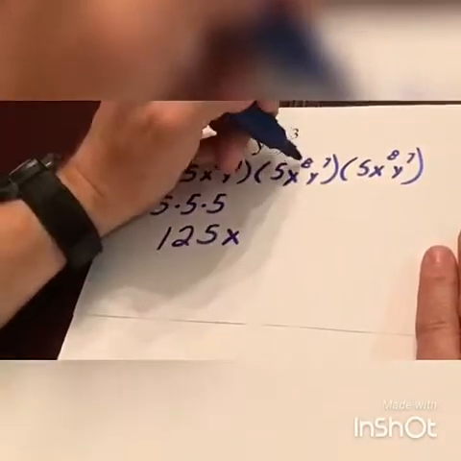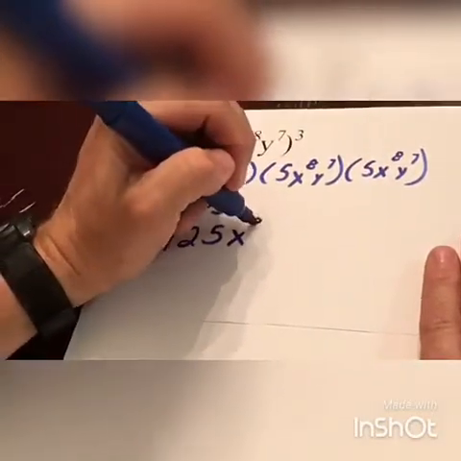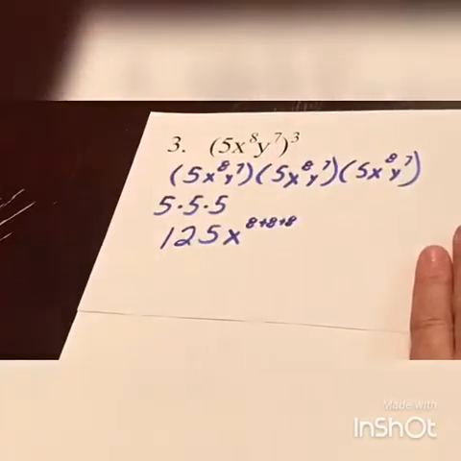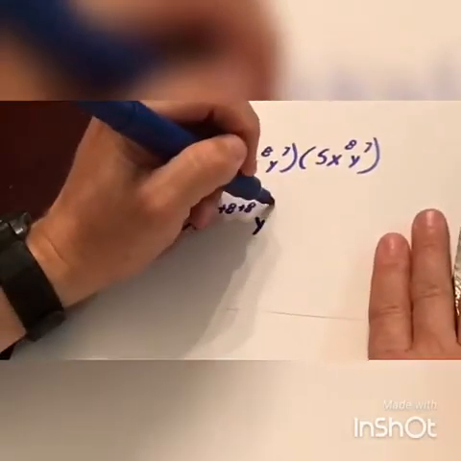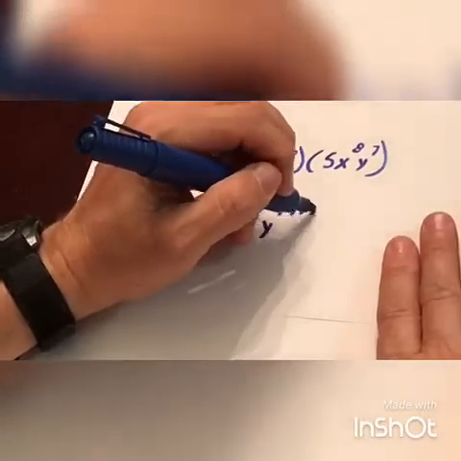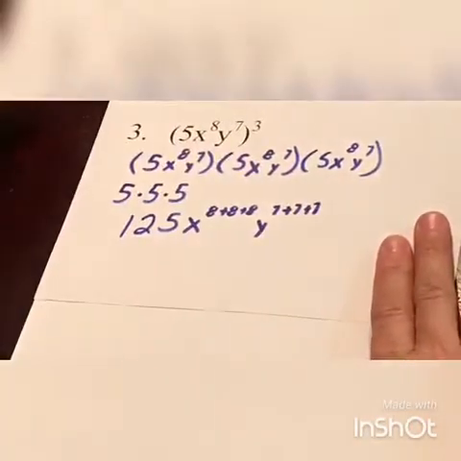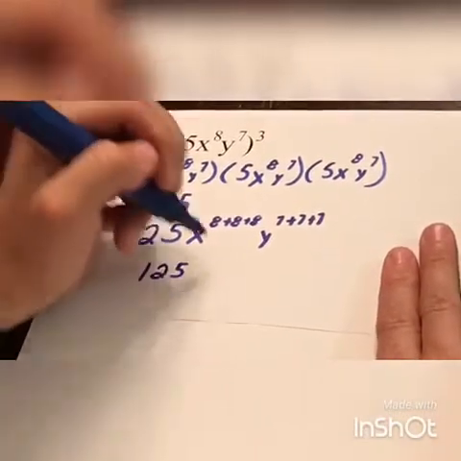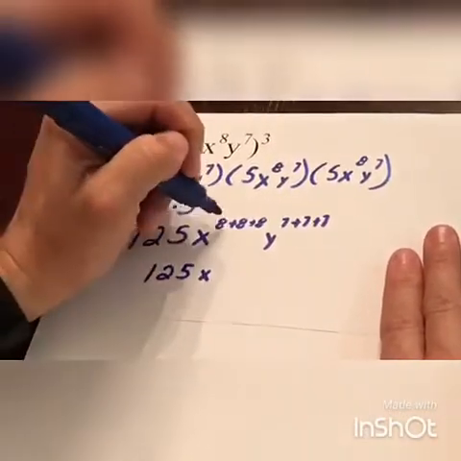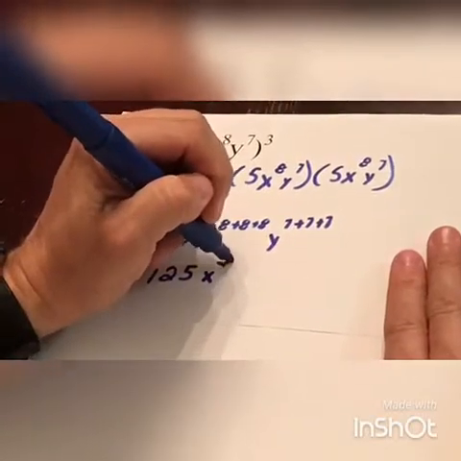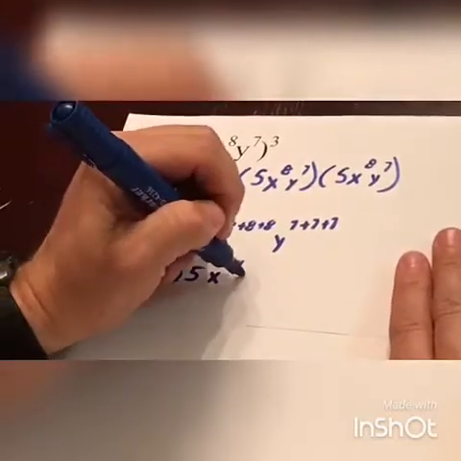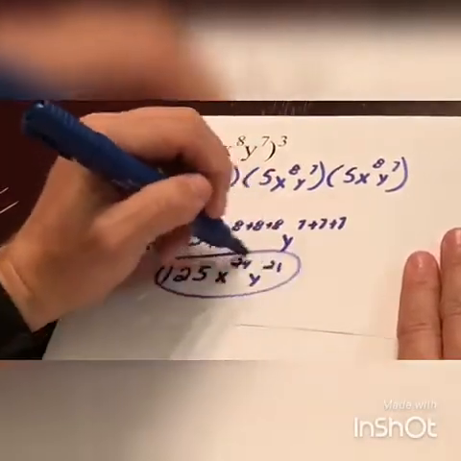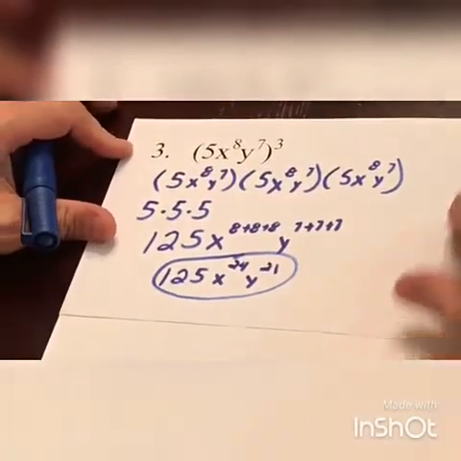X to the 8th, x to the 8th, and x to the 8th. 8 plus 8 plus 8. Y to the 7th plus 7 plus 7. And adding those together will bring us to our final answer, 125. X to the 8 plus 8 plus 8 is 24. Y to the 7 plus 7 plus 7 is 21. And there's our final answer for number 3.